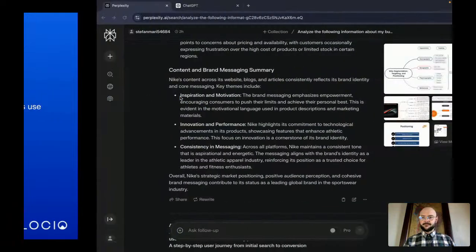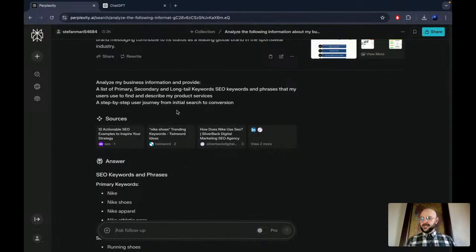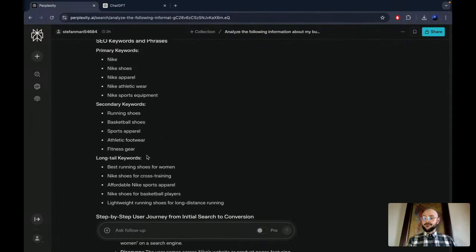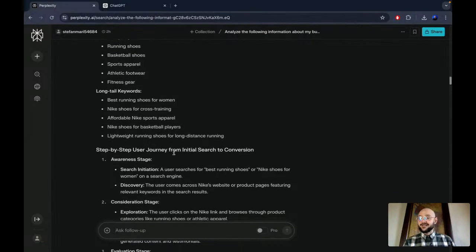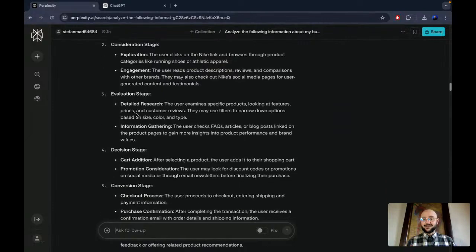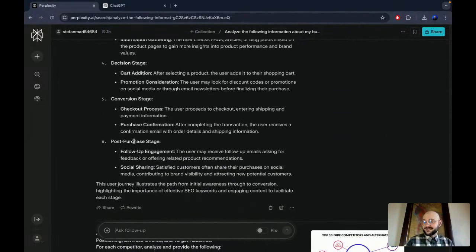So your next prompt, again, put it in, and you've got your primary keywords, secondary keywords, long tail keywords, and a step-by-step user journey. This takes it all the way from the awareness stage, through consideration, evaluation, decision stage, conversion, and post-purchase, or even loyalty stage. So this is how you get to know how your people find you.